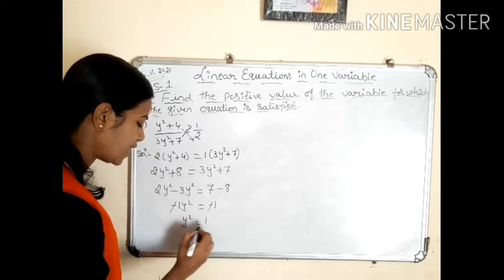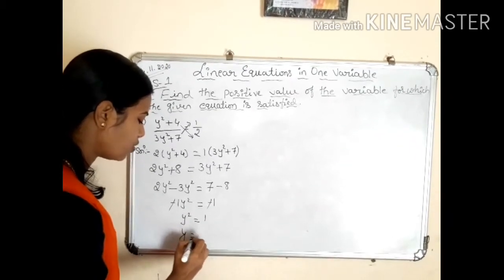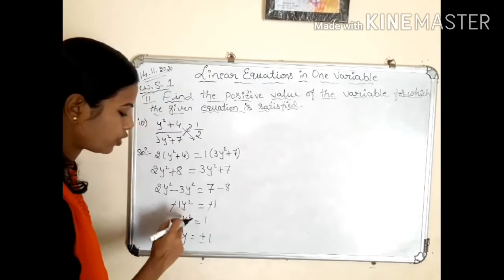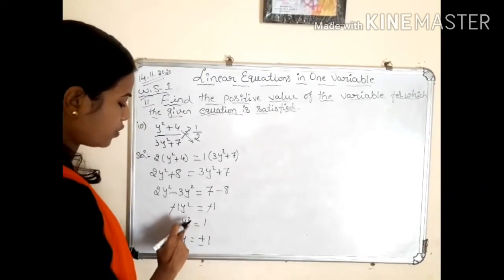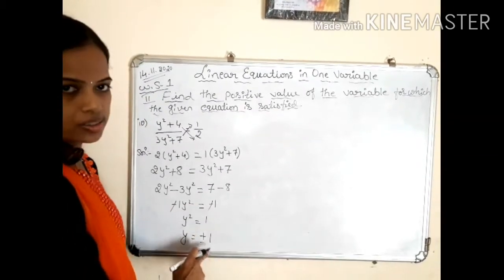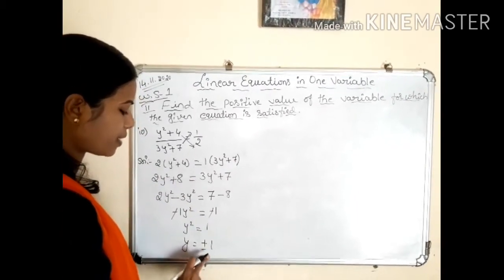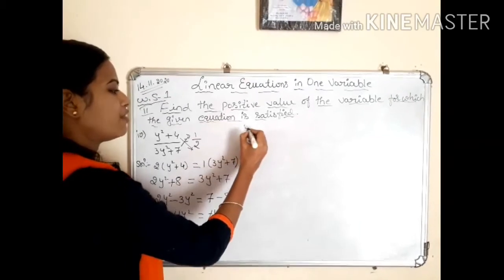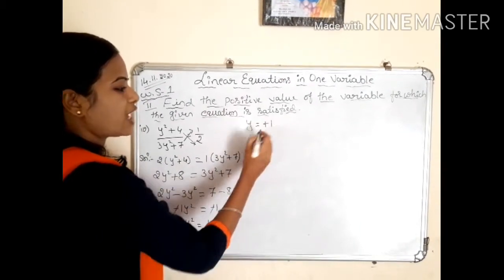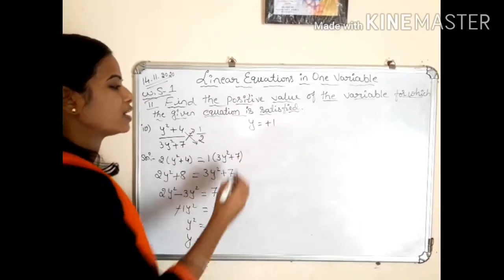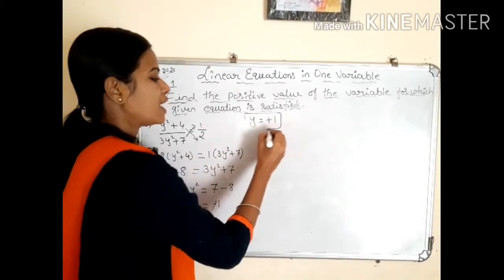So the y value, directly I am going to write, y equals plus or minus 1. Take square root on both sides. Square and square root get cancelled. Square root of 1 is 1 itself. Therefore the y value we got is plus or minus 1. Here we are going to consider only the positive value, that is y equals plus 1. This is our variable value.